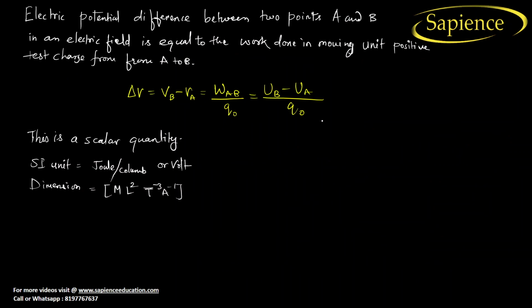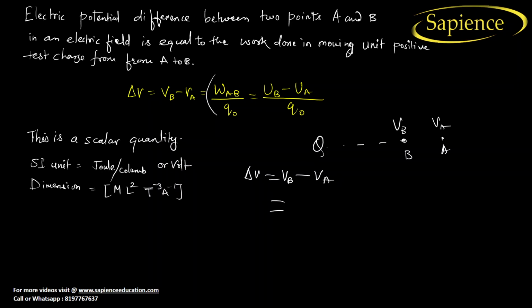Now let us go for potential difference. Now that is very simple. We have already taken Q, and let us consider there is a point B and there is a point A. So let us consider potential at point B is VB and potential at point A is VA. So what is the potential difference? We will say potential difference is potential at B minus potential at A.